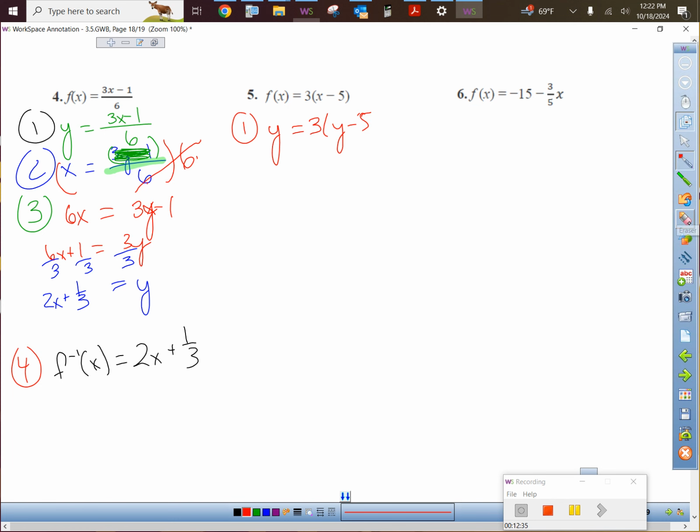Switching, sorry, I got ahead of myself. Switching f of x into y. That's step 1. Change f of x to y. Step 2, switch x and y around.